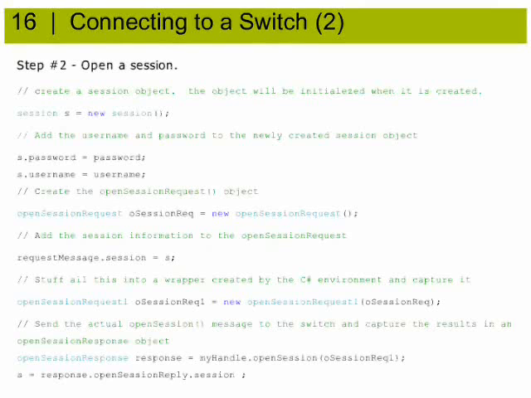Now that you've created a communication handle, or channel, you need to complete the process by opening a session with the switch. The first step in opening a session is to create a session object. As you can see, the code for creating a session is pretty straightforward. After the session object is created, you need to add the username and password information to the session object. You can see this demonstrated in the code on the screen. Now that you have a session object, you need to create a request object that can be sent to the switch.